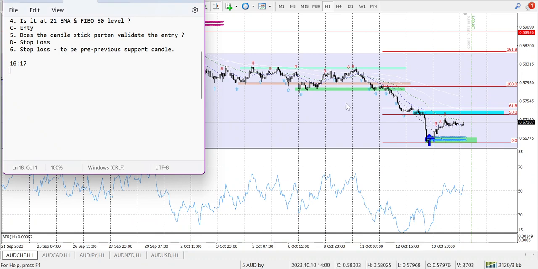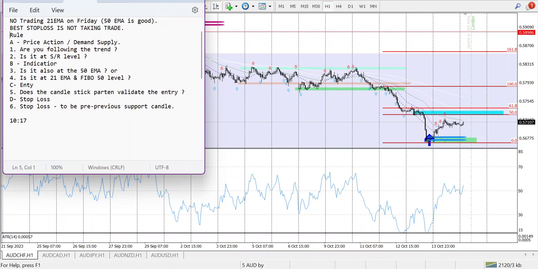So where are my rules? Let's see if it's following my rules. First, I follow the trend. Yeah, the trend is a downtrend. Second, is it at a resistance level? Yeah, we're looking for the level to take the trade. Is it at the 50 EMA? Not sure right now. Is it at the 20 EMA? Not sure right now.